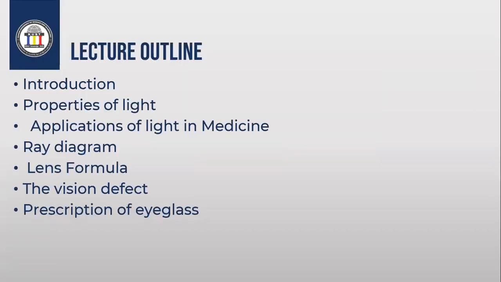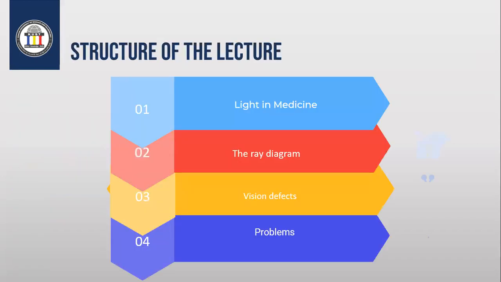The outline will be introduction, properties of the light. We will see what the applications of light in medicine are, and then we'll talk about the ray diagram, what the lens is, how we can do it, and then the lens formula, the vision defects, and then the prescription of the eyeglasses.